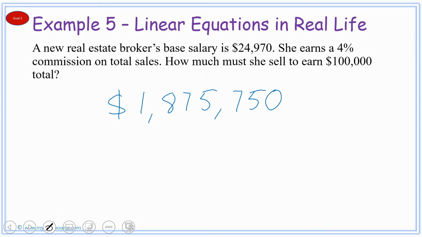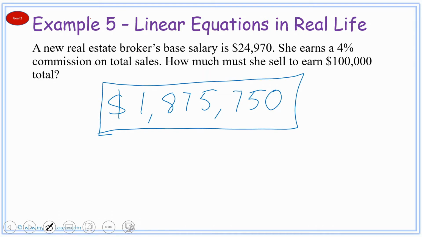1,875,750. So that's a good bit of houses, but when you think about today's market, that could be about 3 houses. So if she sold 3 houses for about $600,000, then she could make 100,000. Alright, so that's how we would find that final answer there. And we'll go on to one more problem.